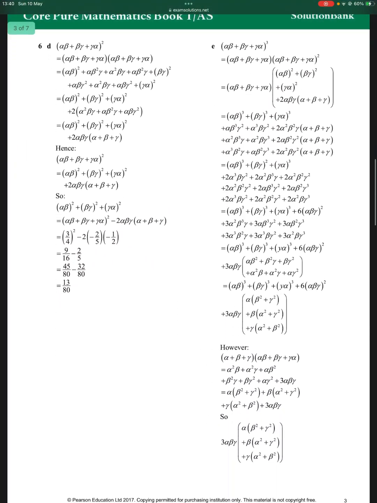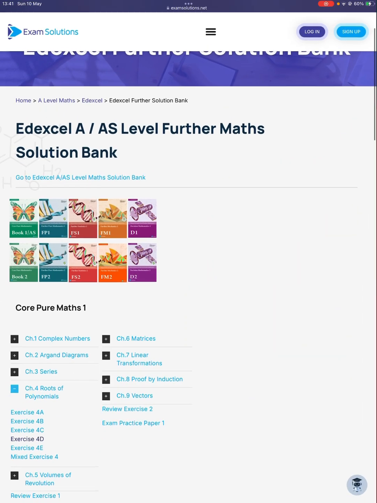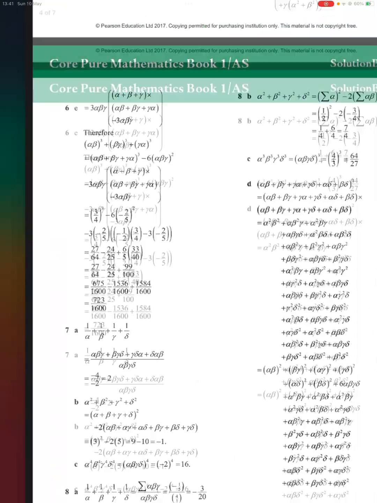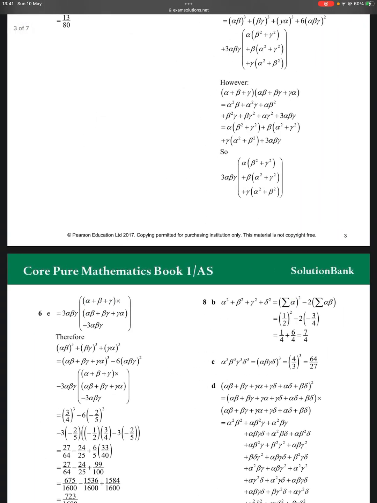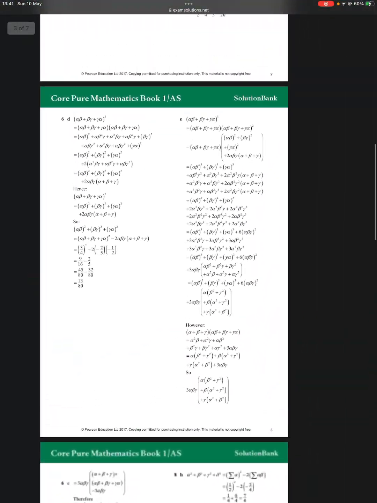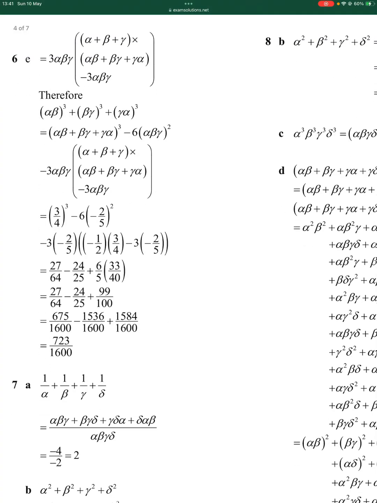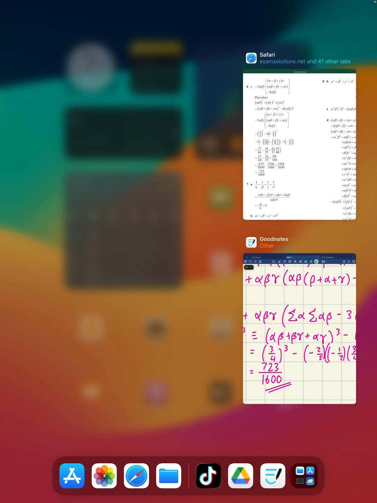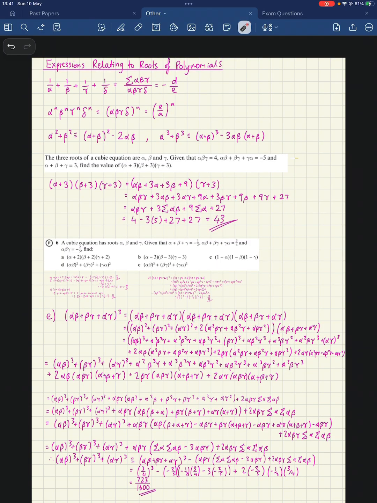Let's see. Oh my gosh, look at the working for part E. It just goes down one column, then another. But yep, they also got 723 over 1,600. Look at all that working. It goes across like 2 columns, and then it finishes there. But look how beautiful that is: 723 over 1,600, 723 over 1,600.